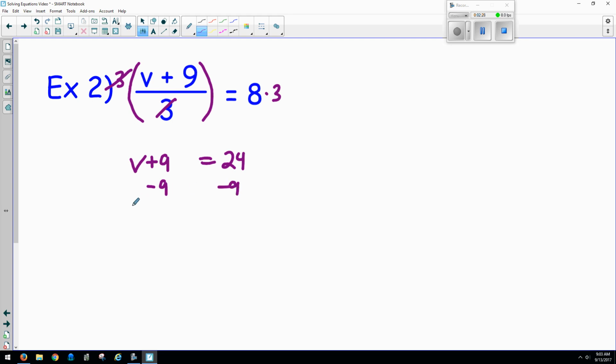Again, if drawing that line under the equal sign helps, go ahead and do that. And we're going to talk a little bit more about that in class. So we get b is equal to 15.